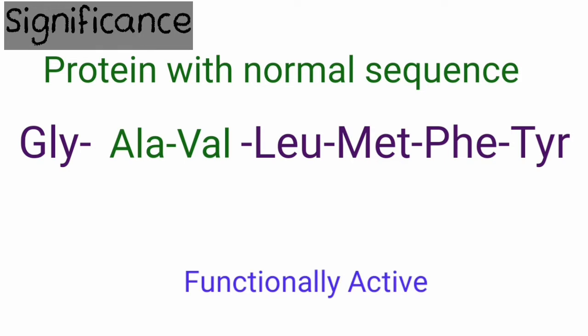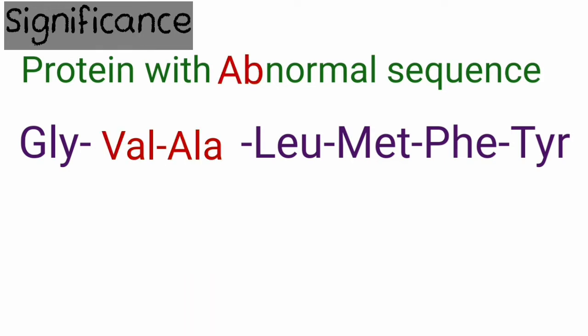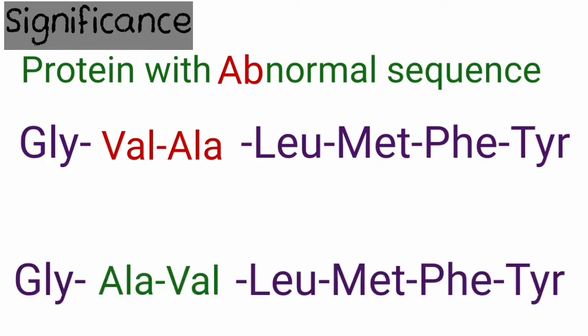If the sequence is changed, now the amino acid sequence here is changed with regard to the second and third amino acid. So actually in the normal protein, the amino acid sequence is glycine, alanine and valine. But here the sequence is changed to glycine, valine and alanine. So because of this, the normal protein is converted into abnormal protein due to change in sequence.